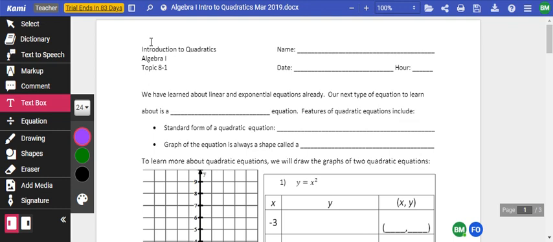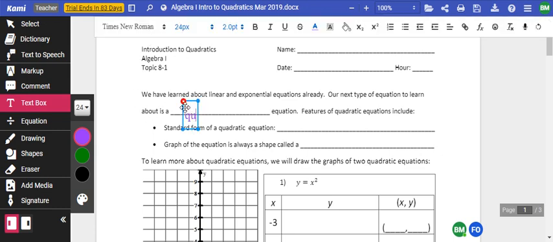We have learned about linear and exponential equations already. Our next type of equation to learn is quadratics. Quadratic equation, or quadratics equation. Features of the quadratic equation include standard form, which is what we've been looking at a lot, which is ax squared plus bx plus c equals y. And with that equals y, that kind of makes it an equation.